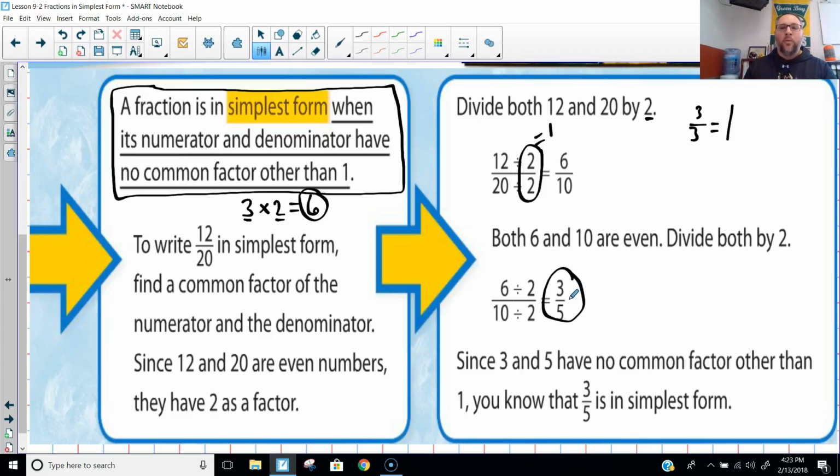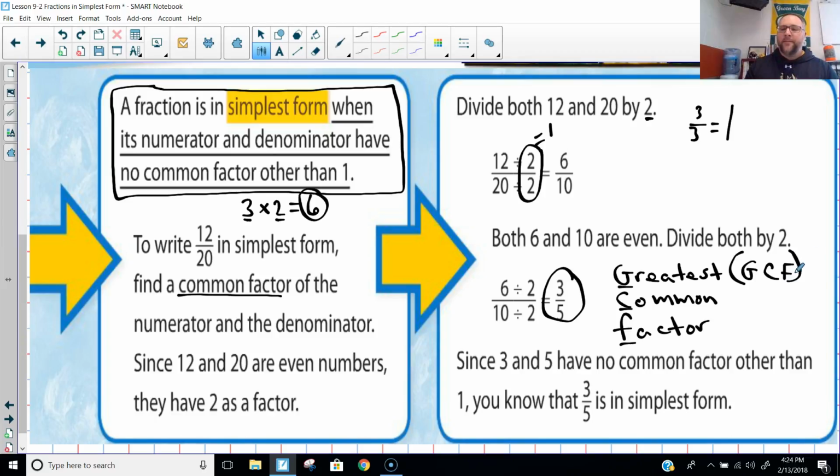But there is definitely a way to know how to do this. There is a way to check to make sure that 3 and 5 have no more common factors. All right, and a common factor is a number that you can divide both the numerator and the denominator by. All right, so how do you do that? Well, in order to do that, you need to find the greatest common factor, also known as the GCF.